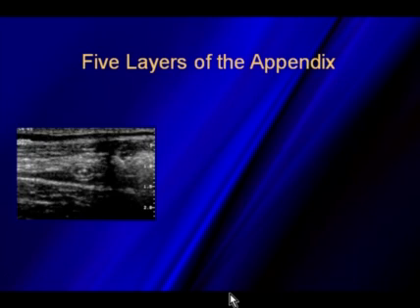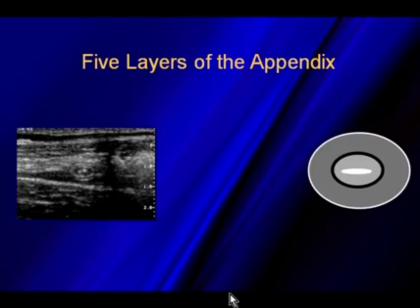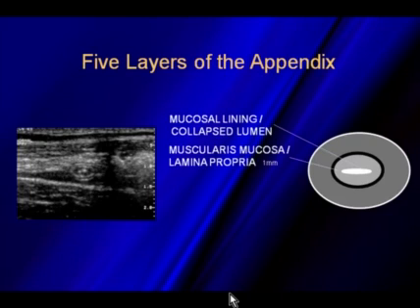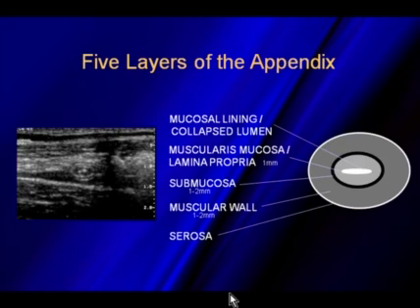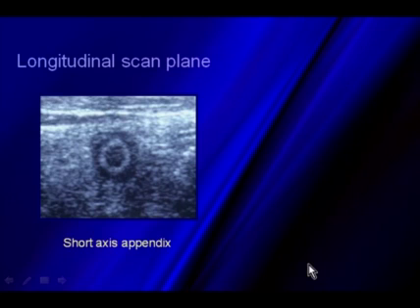Actually, there are 5 layers of the normal appendix, and typically we don't see all 5 layers, but with our higher resolution equipment now, occasionally you may see these 5 layers, and you can see that these are the different layers and approximately the measurements of them. Main thing is when you're measuring the appendix, make sure that you measure from the outermost echogenic layer from one side to the other.